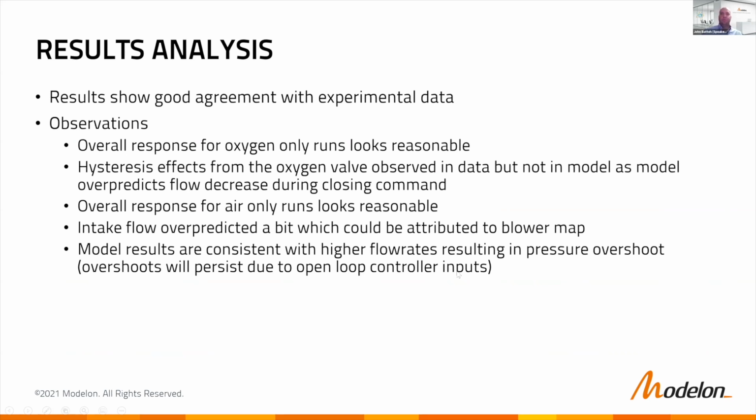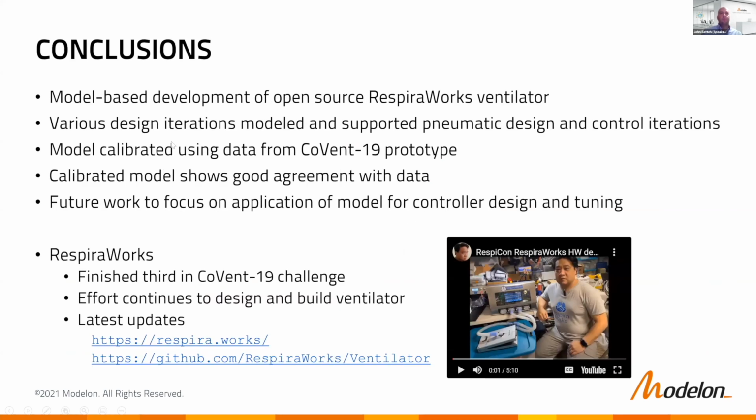When we're running open loop control, you can't eliminate pressure overshoots if they occur, but the model looked very good and was deemed quite useful. So in conclusion, we developed a model of this RespiraWorks ventilator. We modeled various design iterations and supported both the design and the control for the team. The model was calibrated with information from the COVID-19 prototype. This team actually finished third in that challenge, which was a great showing. And future work is focused on applying the model for controller design and tuning.